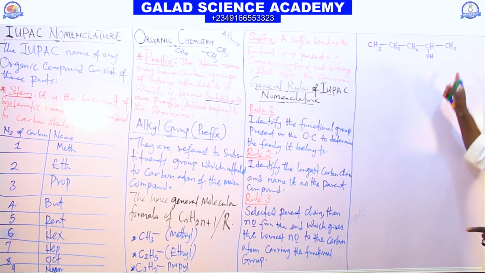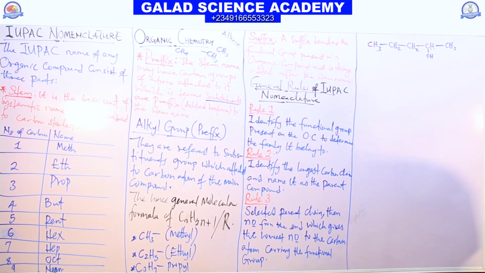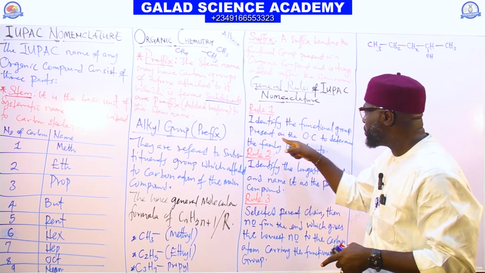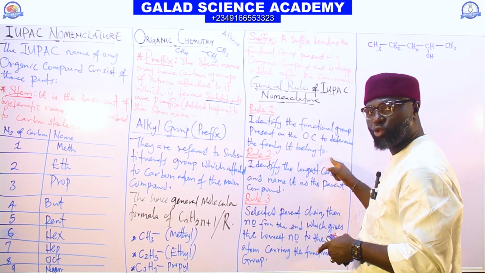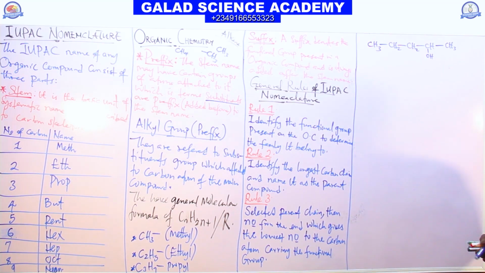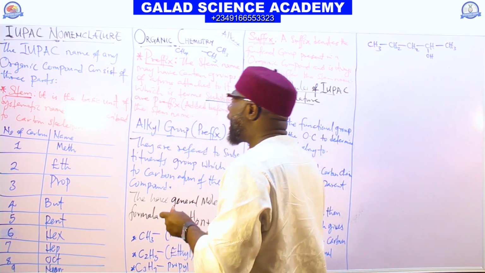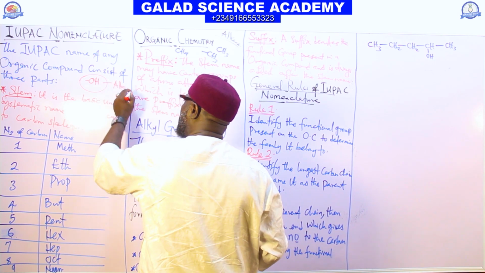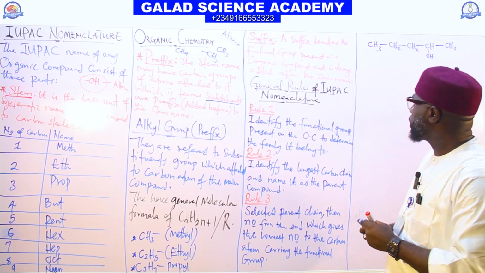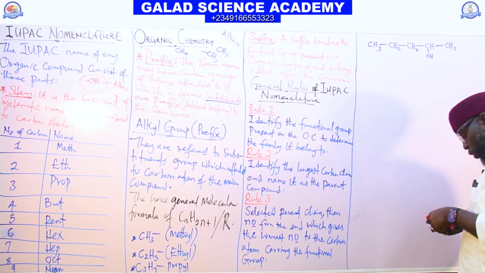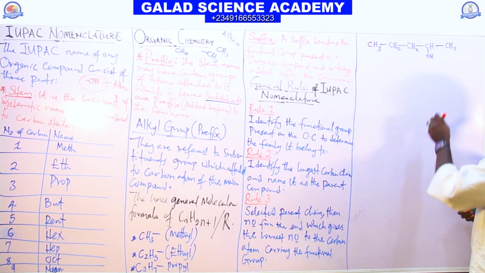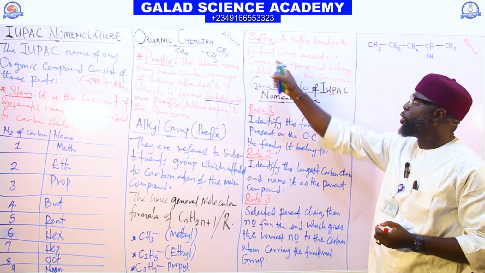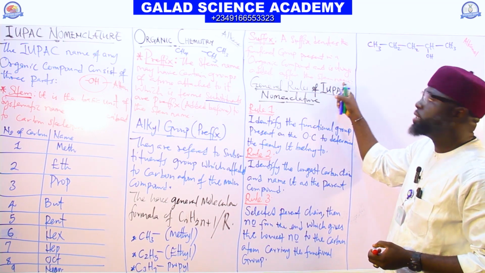We are now asked to name this compound. Class, if I want to name this compound, what is rule 1? It says, identify the functional group present on the organic compound to determine the family it belongs to. What is the functional group here? I have said earlier that any organic compound you see in your life that contains OH, this OH tells you that the compound belongs to the family of alkanol. We know the family now. And the functional group always comes after the stem name, alkanol. Good.